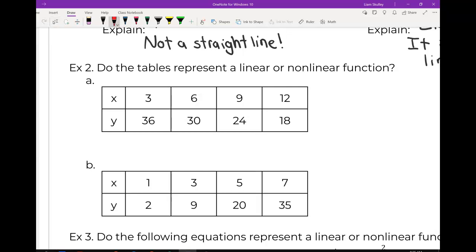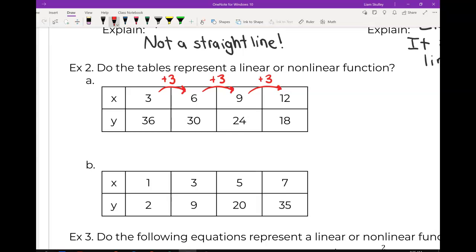We do that with just counting. To go from 3 to 6, I have to add 3. So I draw a little arrow and I say plus 3, I'm going up. Going from 6 to 9, again, I'm jumping up 3. To go from 9 to 12, I'm again jumping up 3.